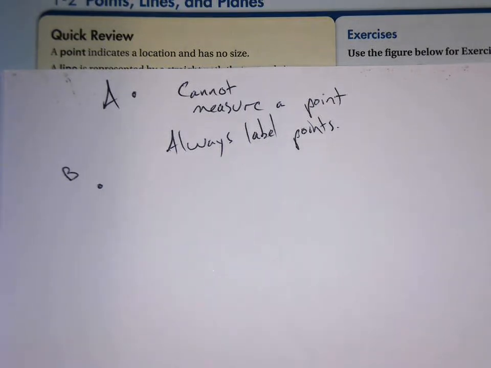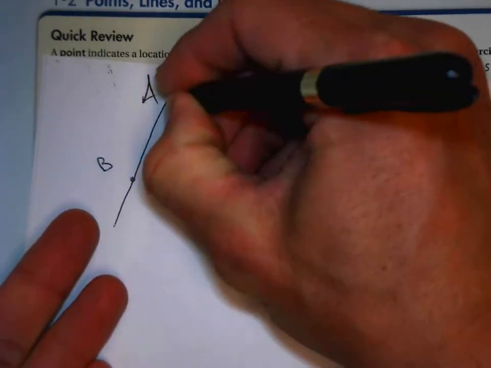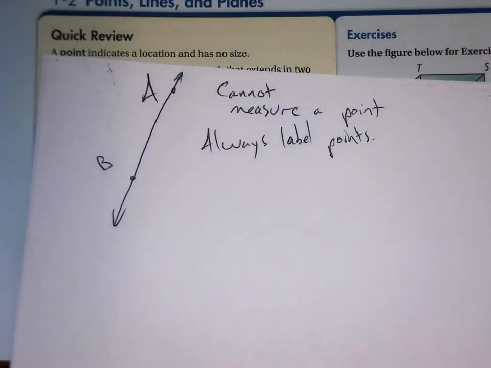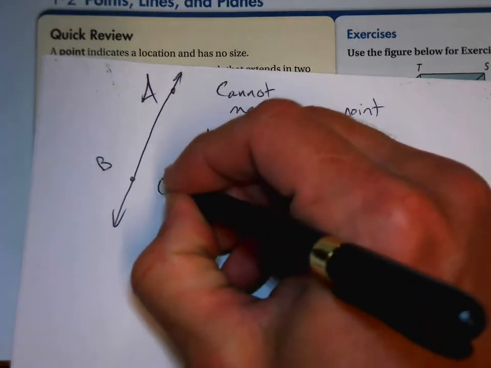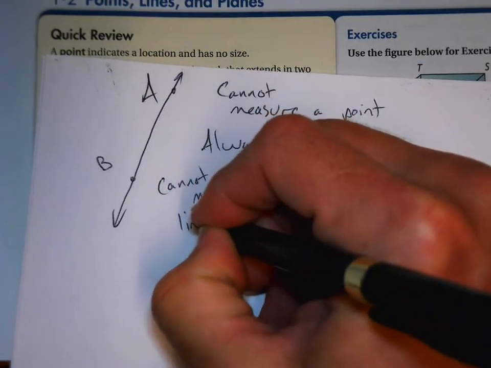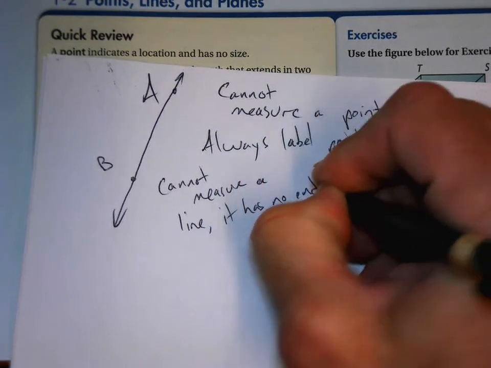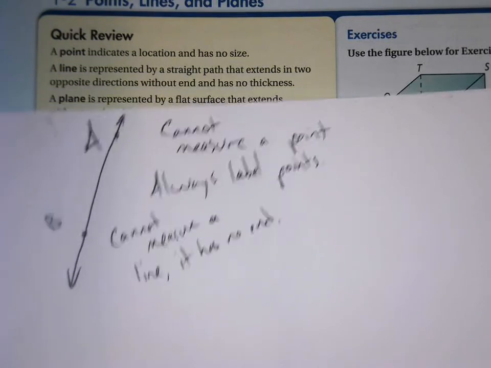A line extends in two opposite directions, no end. So it can go through those two points, A and B. Now we have given birth to a line. Now, you can't measure a line either, because it has no end. So you cannot measure a line because it has no end. Does that make sense? I hope so. So a line can be born extending through two points.